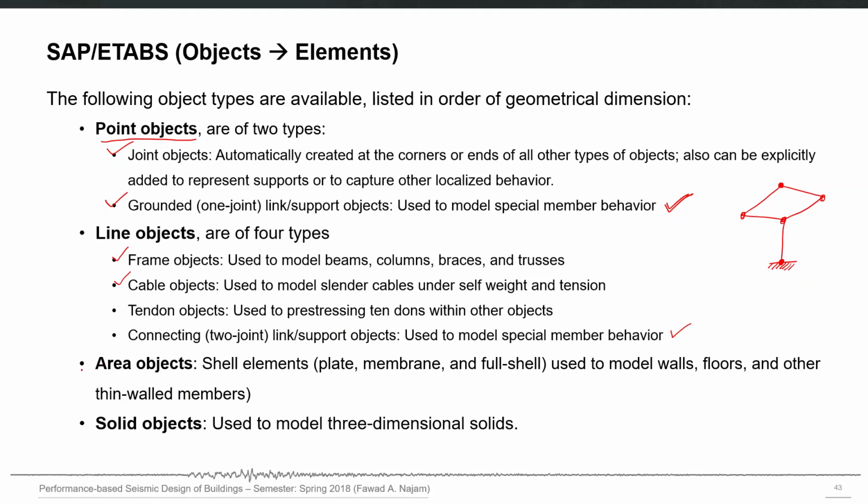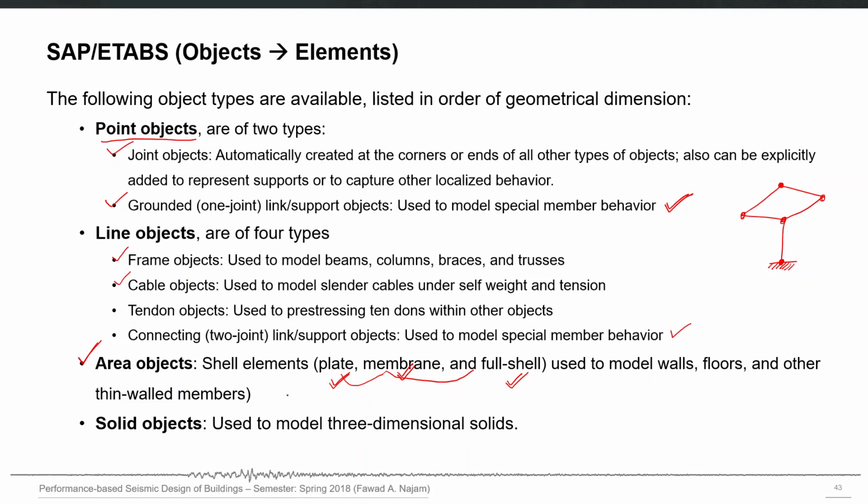The next type of objects is the area objects, and those objects can be converted into shell elements, and in shell we again have three types. One is the plate behavior, another is the membrane behavior, and then their combination, which is called the full shell behavior. We will see them in more detail in the next slides. But these are all the area objects in ETABS, and they are used to model walls, floors and other thin-walled members in a structure.